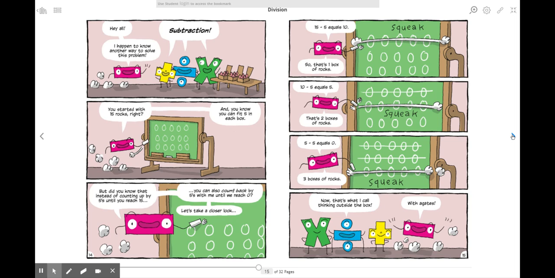15 minus 5 equals 10. So that's one box of rocks. 10 minus 5 equals 5. That's 2 boxes of rocks. 5 minus 5 equals 0. 3 boxes of rocks. Now that's what I call thinking outside the box with agates.